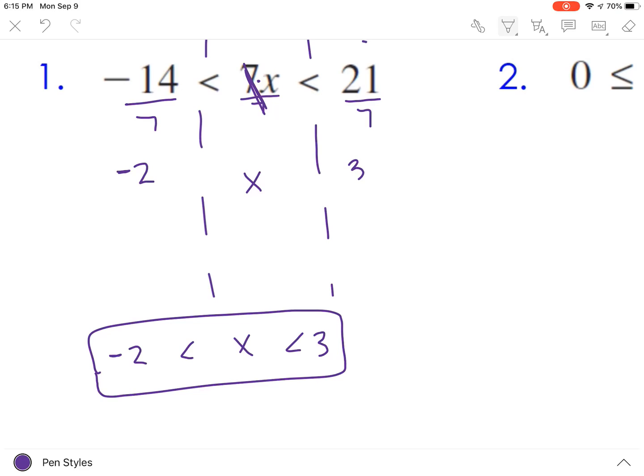So again, we isolated x, which was our goal. So looking at this inequality, the potential solutions are the numbers that are greater than negative 2 and still less than 3. So we could have negative 1, 0, 1, 2. Those are the whole numbers that are greater than negative 2 and less than 3. So those are the numbers that satisfy this inequality.